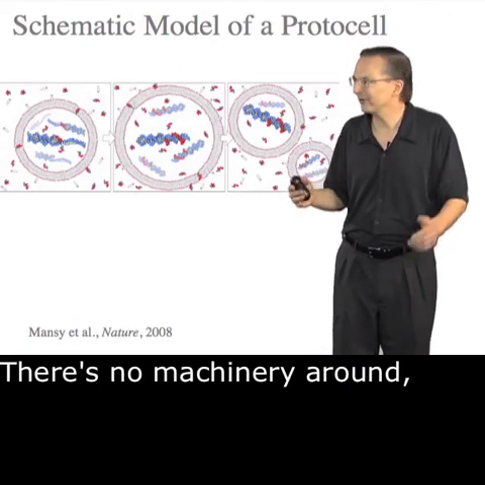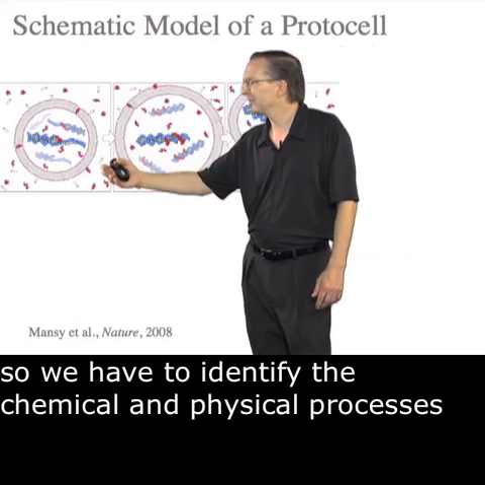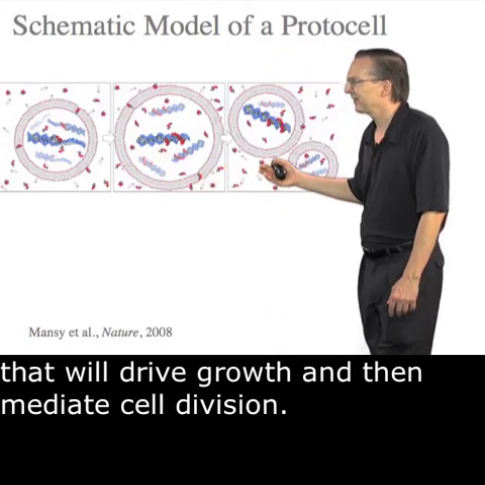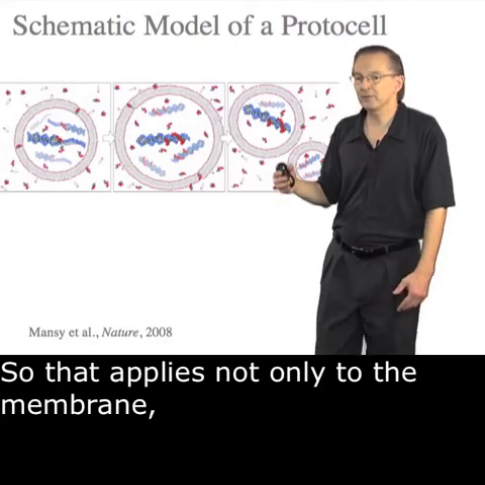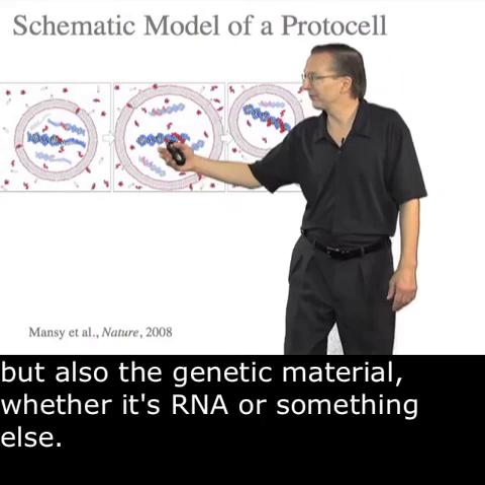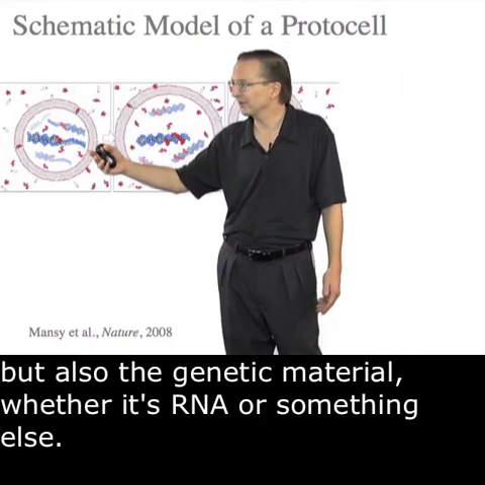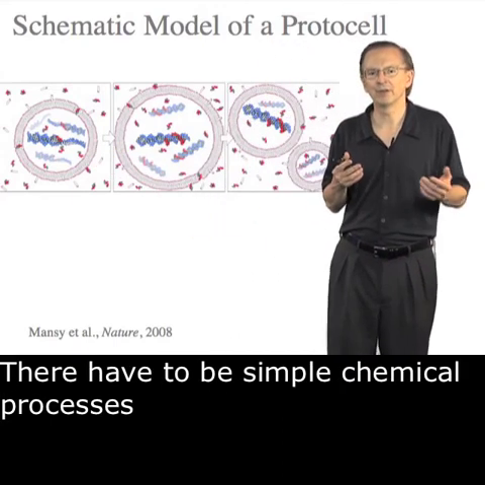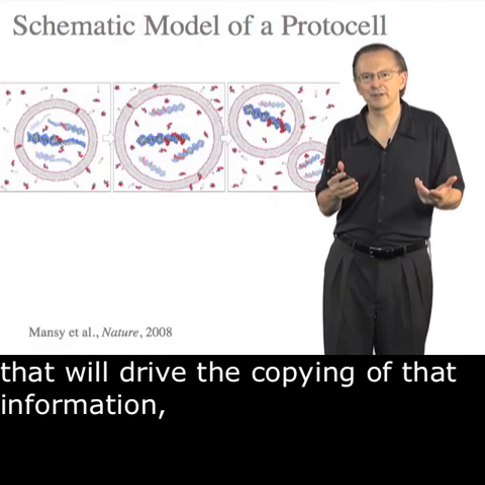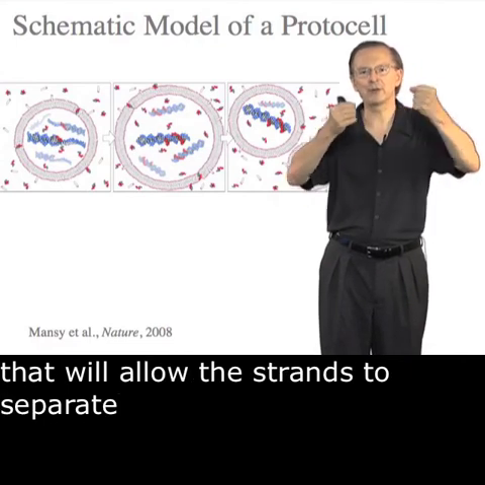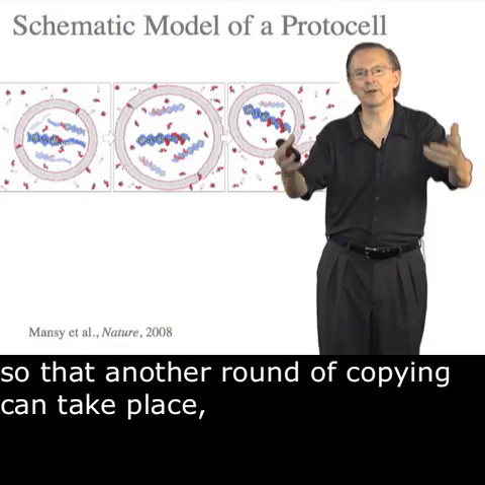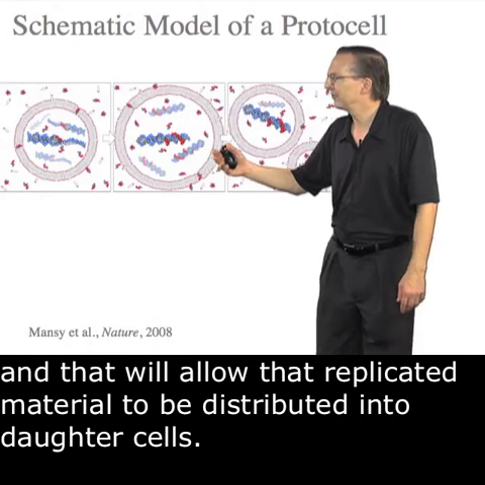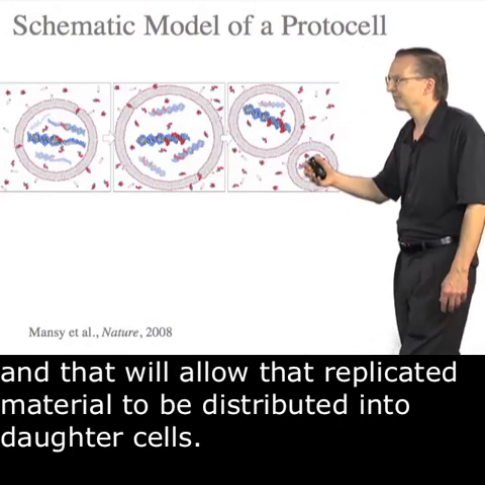There's no machinery around, so we have to identify the chemical and physical processes that will drive growth and then mediate cell division. So that applies not only to the membrane, but also to the genetic material, whether it's RNA or something else. There have to be simple chemical processes that will drive the copying of that information, that will allow the strands to separate so that another round of copying can take place, and that will allow that replicated material to be distributed into daughter cells.